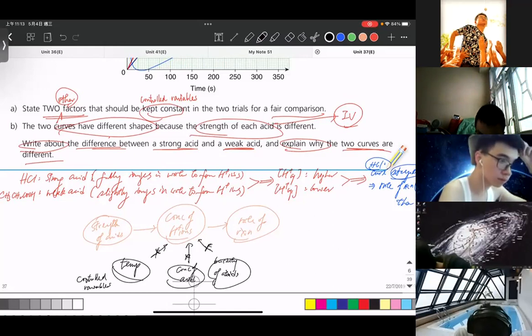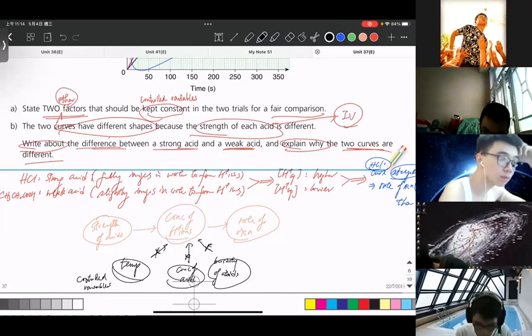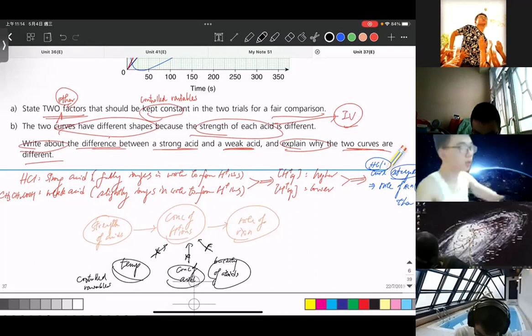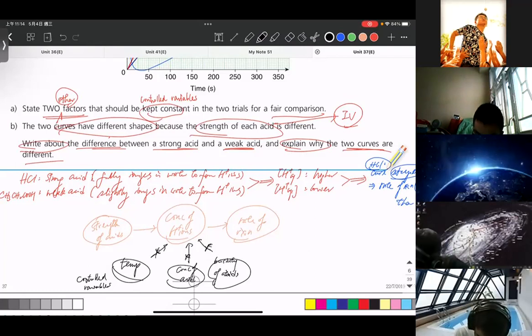By doing so, whenever there is a change in rate of reaction, you can directly rule out other possibilities and say for sure that it is due to the change in the strength of the acid. So the strength of acid plays a role in affecting the rate. Is that clear?